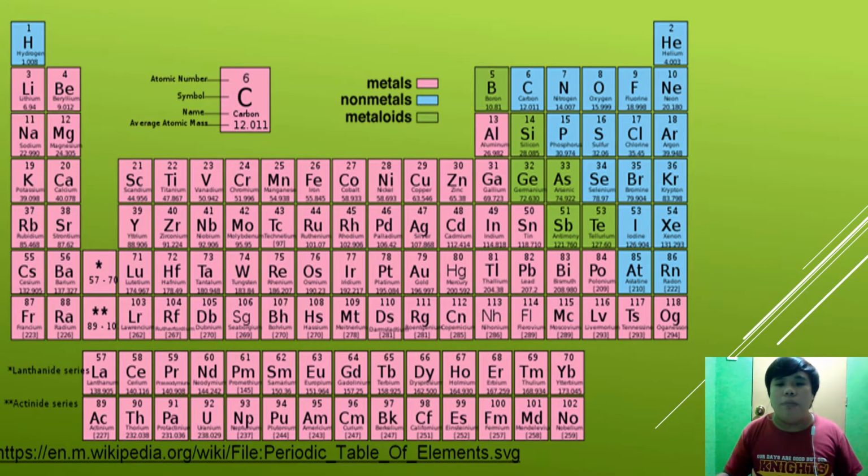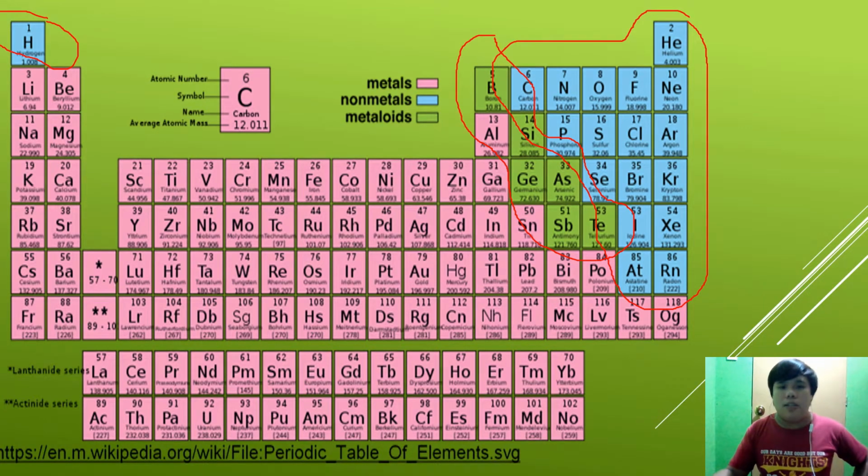There are six metalloids that we have. This color green here, these are the 6 metalloids or semi-metals, and then we have a total of 18 non-metals, the color blue: hydrogen and all the blue in here are considered as non-metals, and the rest in the periodic table are metals.